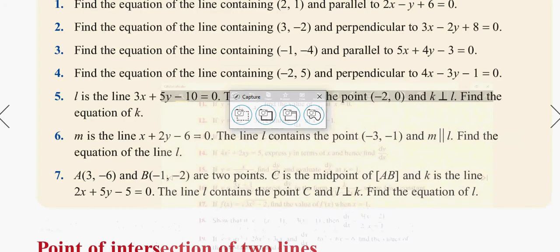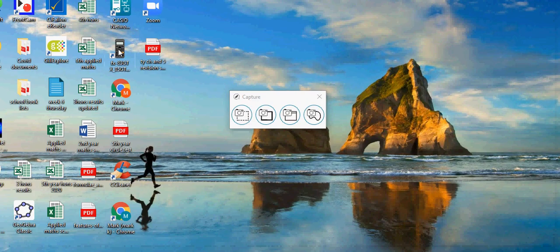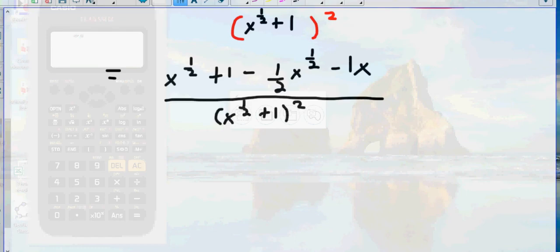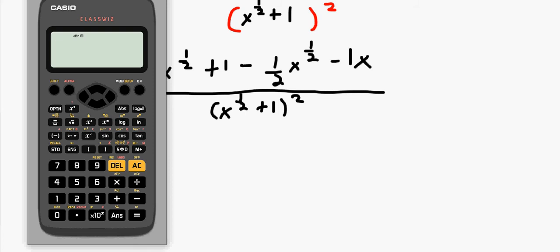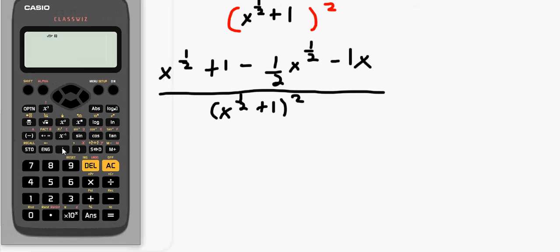You got an answer for this, Helen? Yeah. What you got? 3 over 8. Probably the same thing. We move on to 18 if you want. So, fraction first. 1 to the power of a half. 1 to the power of a half. Plus 1. Take away 1 half. Power of a half.